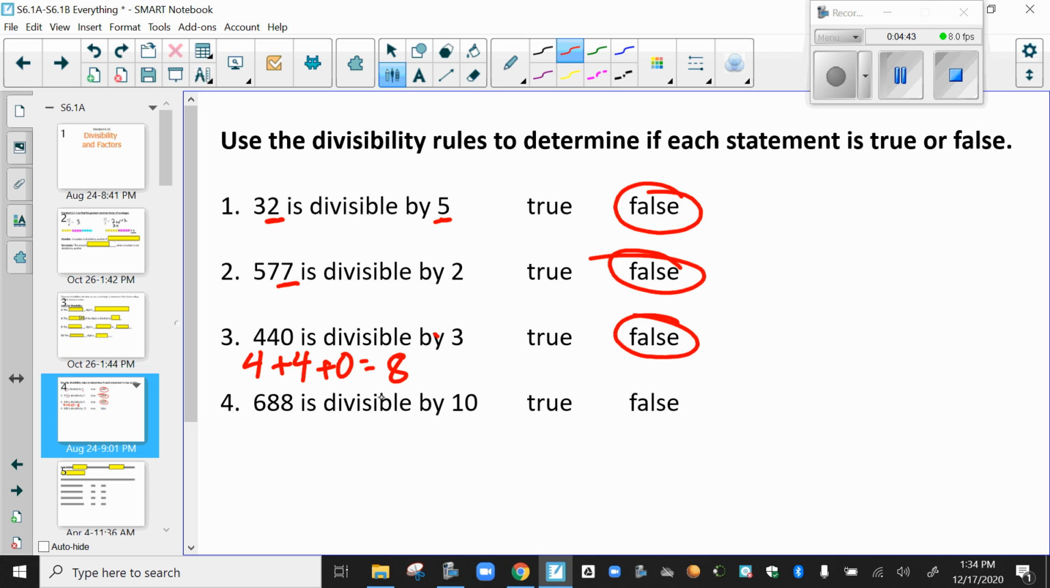4. 688 is divisible by 10. We're going to look at the last digit, see if it's 0. It is not. It is false. These are all no's, right?